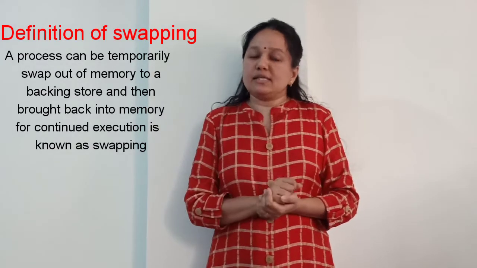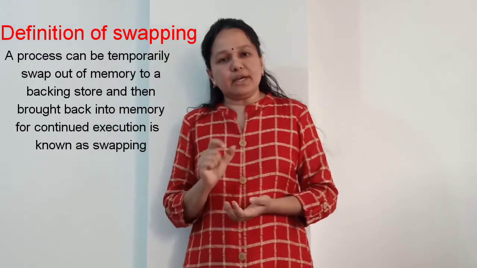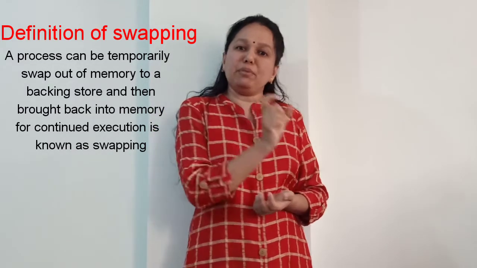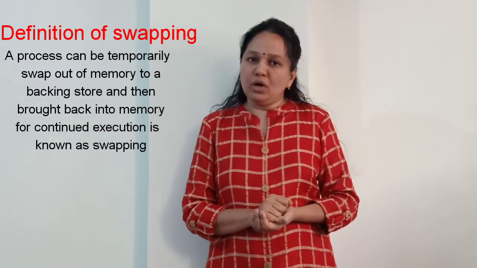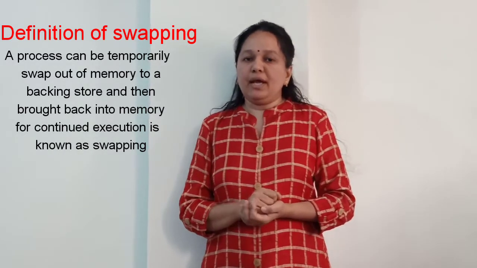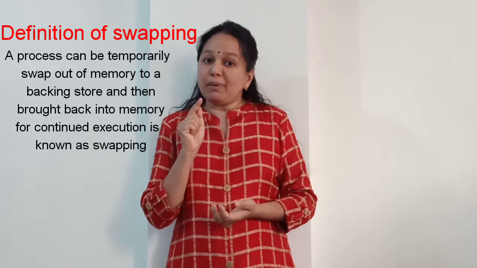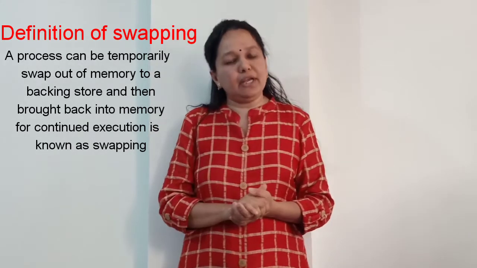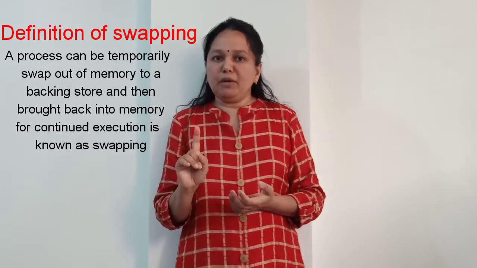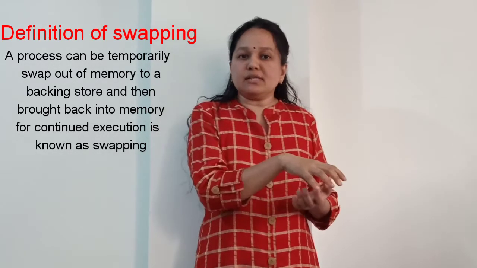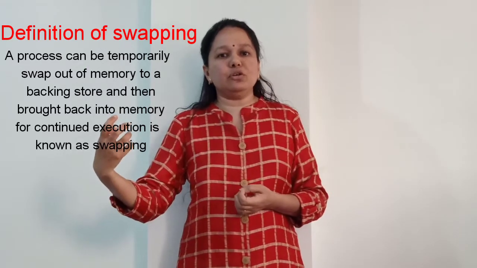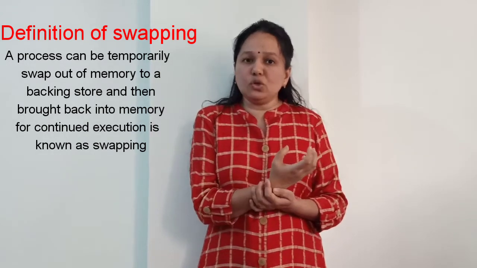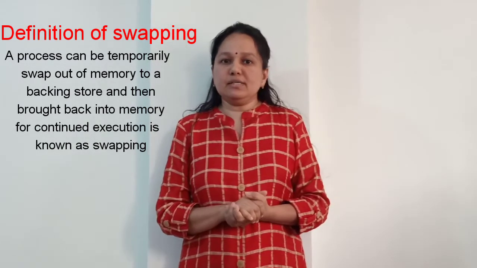Now for this, the system maintains a ready queue. This ready queue contains the processes which are ready to execute and which have their memory images on disk. So whenever the CPU wants to execute any process, at that time the dispatcher checks whether the next process in the ready queue is in the main memory or not. If it is not in the main memory, then the process in the memory is swapped out to the backing store, and the process in the ready queue is swapped in to the main memory. So for this, a fast drum or disk is required.